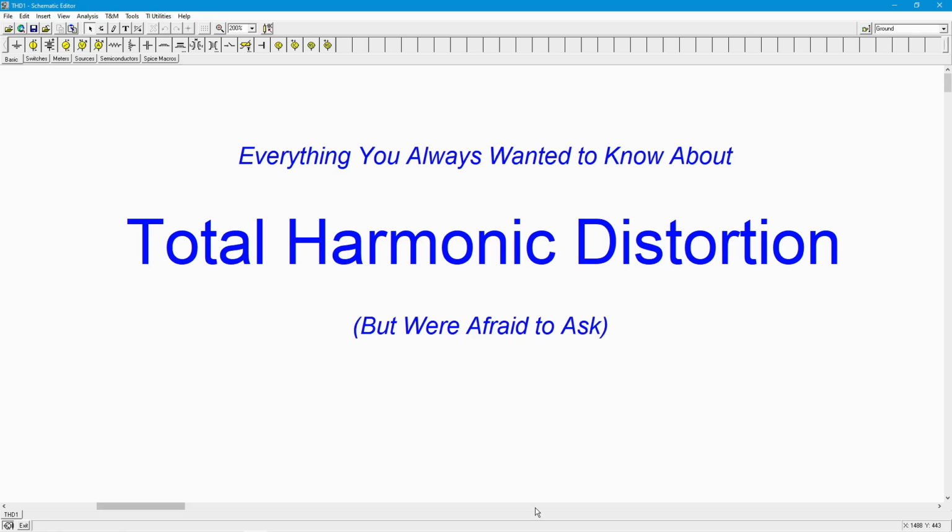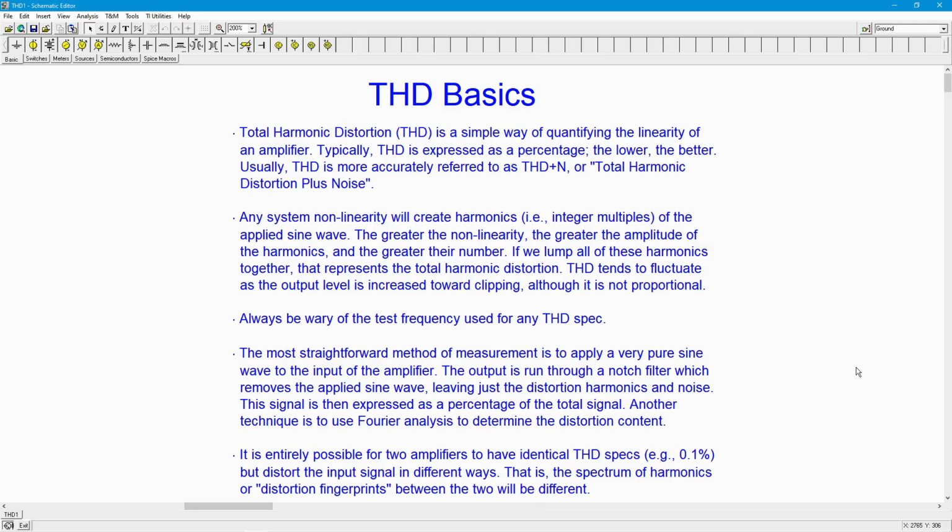All right, where to begin? Well, here's the basics. In a nutshell, THD is just a simple way of indicating the linearity of an amplifier or device, right? Quantifying it, putting a number on it. Usually it is expressed as a percentage, and the smaller that number, the better it is, right? The superior or the more high fidelity, let's put it that way, that the amplifier is.